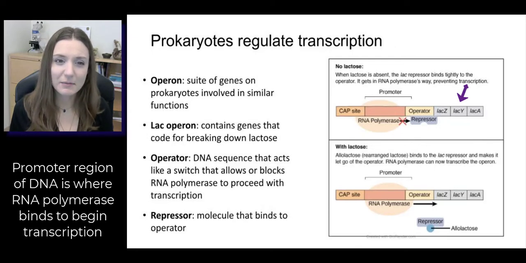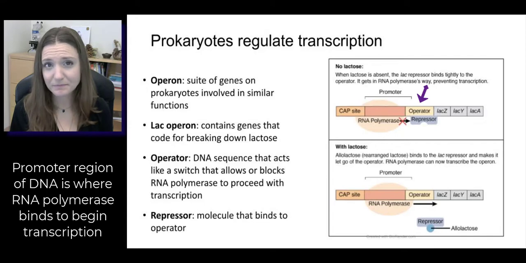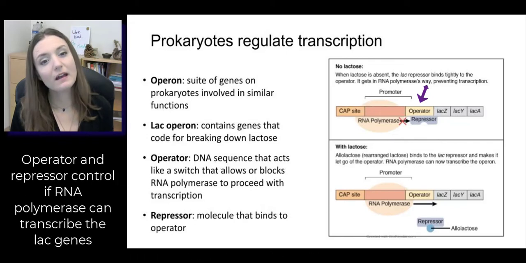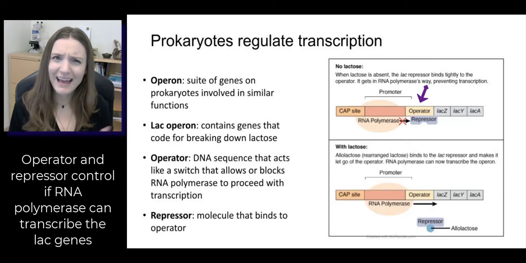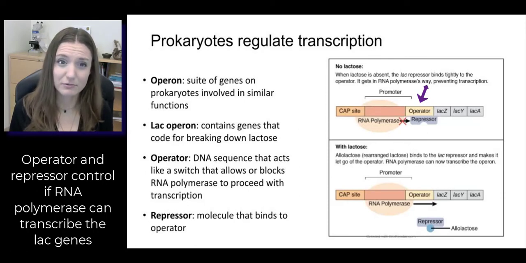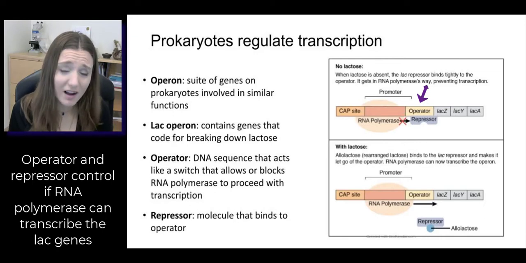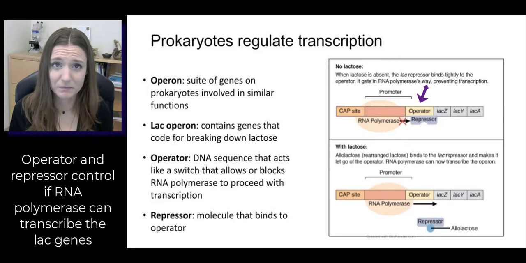There's a little segment of DNA right here that we call the operator. Okay, this is all DNA. All of this strand right here is just DNA. So the promoter is where RNA polymerase will bind to begin transcription. This piece of DNA right here, that we call the operator, acts like a switch to either allow RNA polymerase through to transcribe these genes, or it can physically block RNA polymerase from going through.